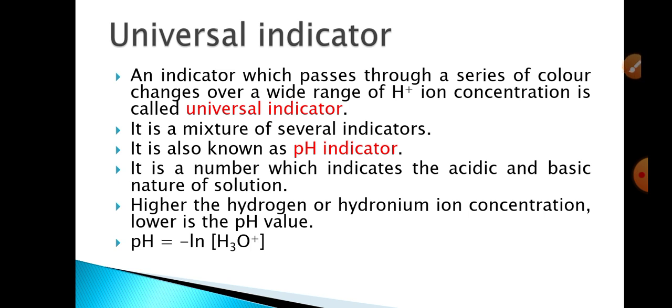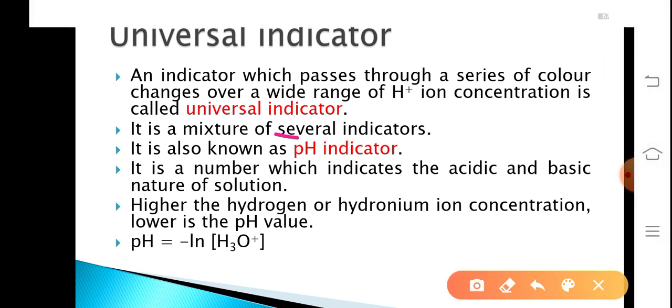An indicator which passes through a series of color changes over a wide range of proton ion concentration is called universal indicator. It is a mixture of several indicators. It is also known as pH indicator. It is a number which indicates the acidic and basic nature of the solution. Higher the hydrogen or hydronium ion concentration, lower is the pH value. So pH can be mathematically expressed as the negative logarithm of the concentration of H3O+ ion.